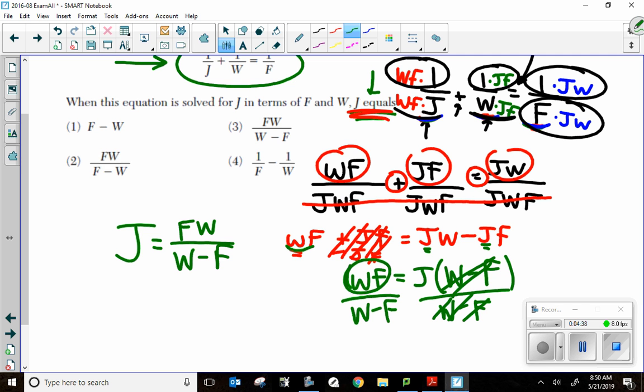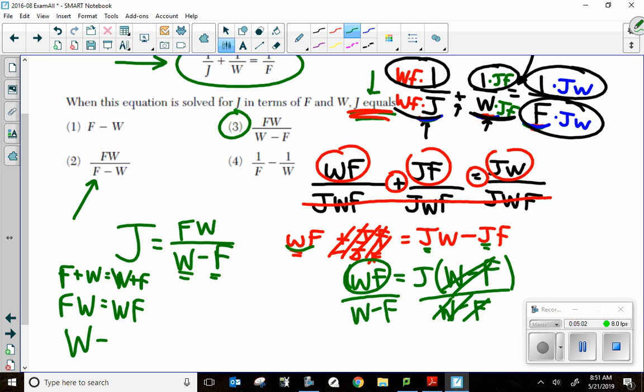Now look, it is not choice 2 because in subtraction, order matters. I can't just switch that. In addition and multiplication, order does not matter. F plus W is the same thing as W plus F. Same thing with multiplication. But keep in mind that W minus F is not the same thing as F minus W. In subtraction and division, order matters. So my bottom needs to be W minus F.